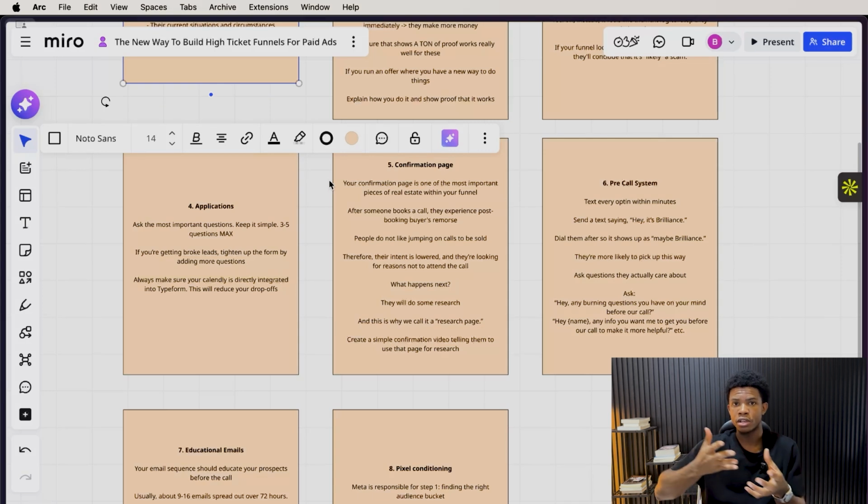You're not just there to say, okay, this is how much the offer costs. Are you ready to invest in the offer? Because at the end of the day, it's not about you, it's about the prospect. Can the program help them? Can the product or service help them, right? If it can help them, then you need to give them all of the information that they need to make an informed decision, right? So people do not like jumping on calls to be sold.